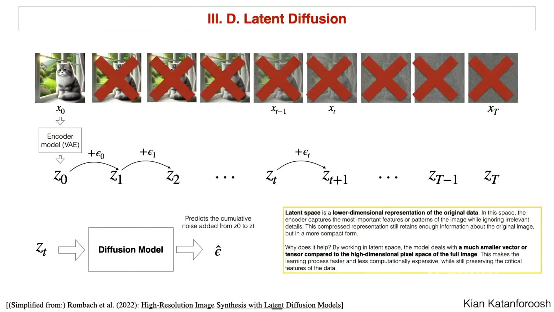Okay, so latent space is the lower dimensional representation of the original data, and it forces essentially the encoder to capture the most important features and patterns of the image while ignoring irrelevant details. And the compressed representation should have enough information. It should be big enough to encode enough information about the original image, but in a more compact form to make it computationally easier to manage. And this, as you can imagine, helps a lot with computations.